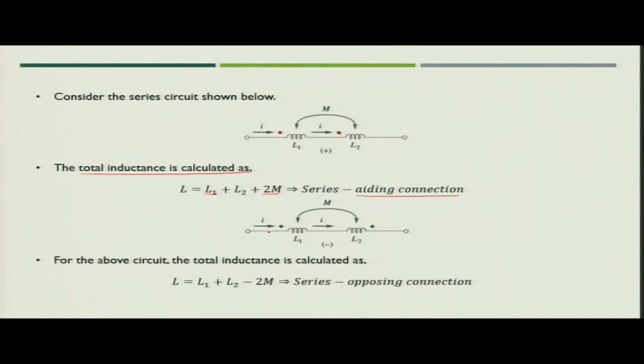Similarly, in the second case, where current I is entering the dot and again leaving the dot, the mutual inductance will be in the opposite direction, and you will get the total inductance as L1 plus L2 minus 2M, because this is called an opposing connection. Current is going inside the dot from one direction, but exiting the dot from the other side.